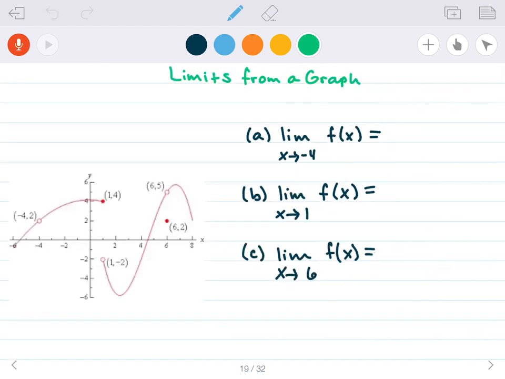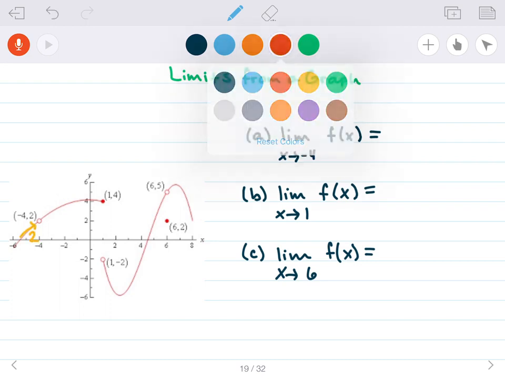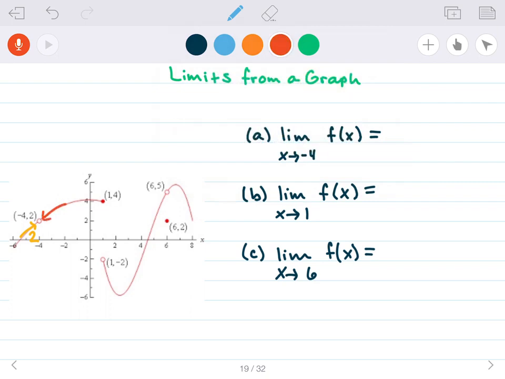All right, let's go ahead and look at this one. So the limit as x goes to negative 4, well, from the left, it's going to 2. On the right, it's also going to 2. So this is going to 2 from the left and the right. Therefore, the limit is 2.